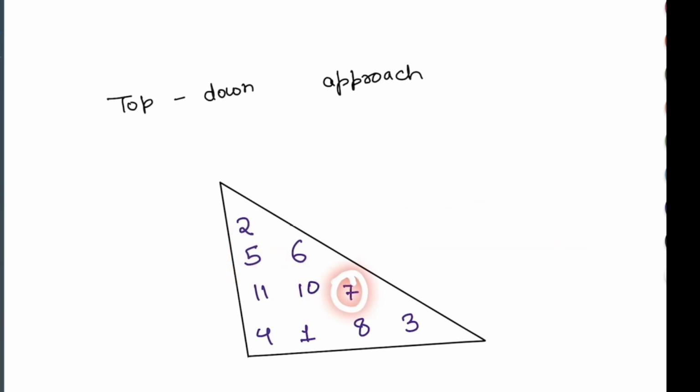What about this element? There is just one option to reach this element, which is this particular 6. If you want to reach index number 2, I need to come from index number 1. From index number 1 of the previous row, it can go to index number 1 and index number 2, right?